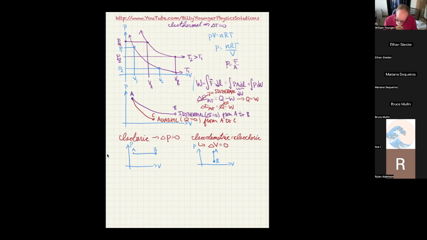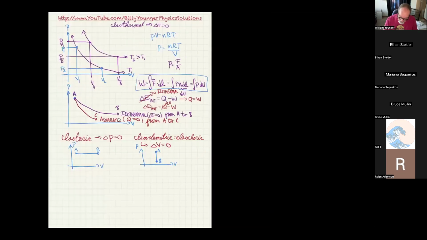Once you have this equation right here and these ideas, then you can start making sense of the processes. And that's what we're going to do now. Okay. So if you, for instance, have work for an isothermal process, I'm going to show you an example.